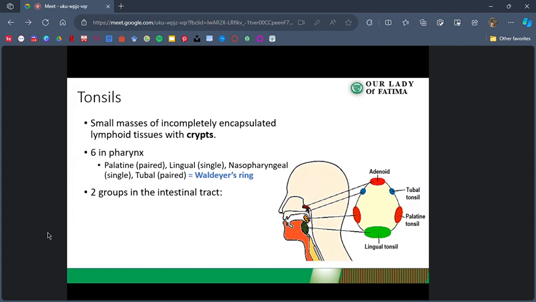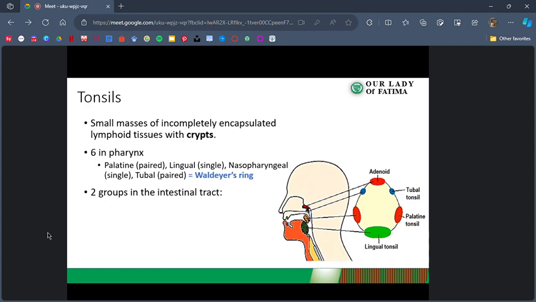Three are located in the nasopharynx, namely the nasopharyngeal tonsils in the roof of the nasopharynx. When they become inflamed, they become known as the adenoids. Next will be the pair of tubal tonsils found posterior to the opening of the eustachian tube into the nasopharynx.